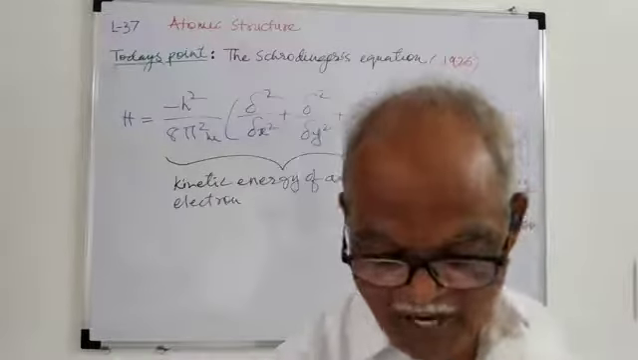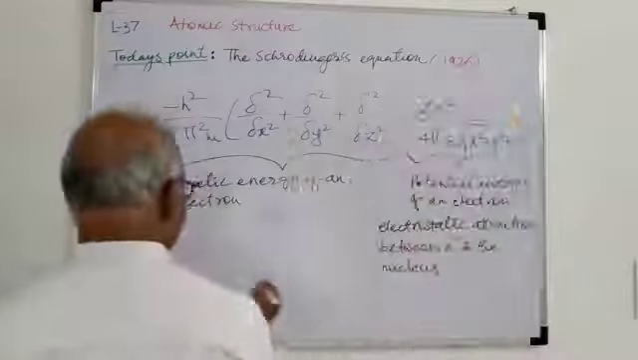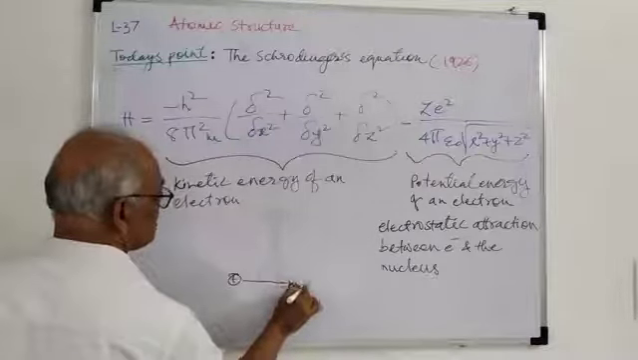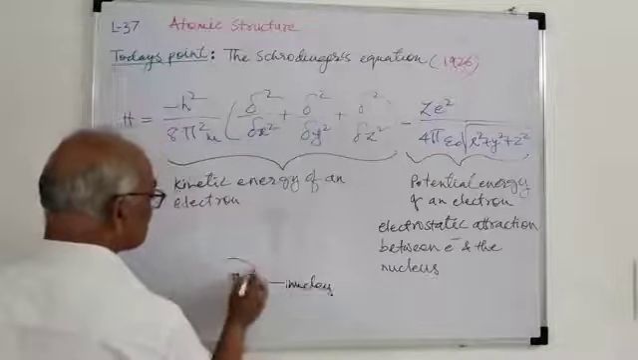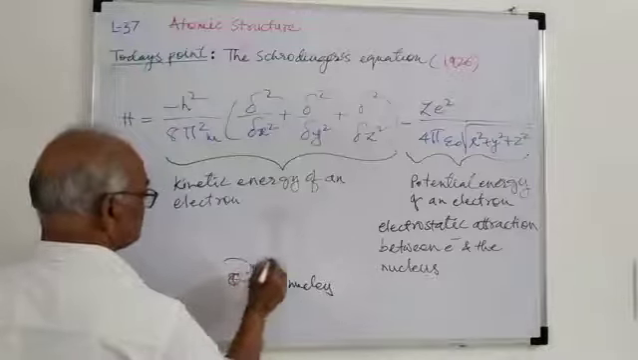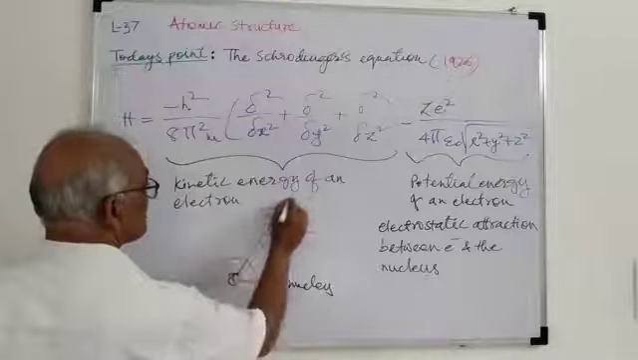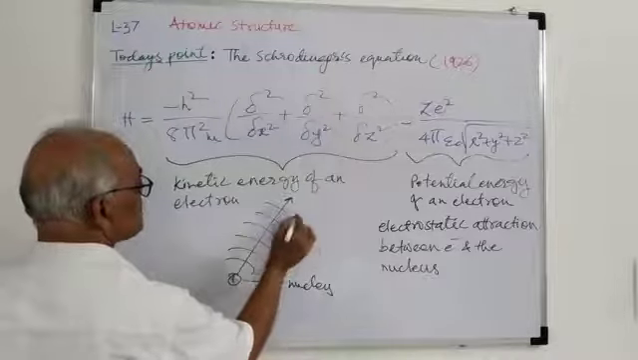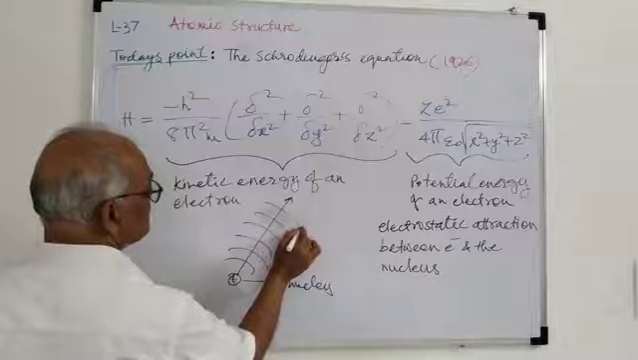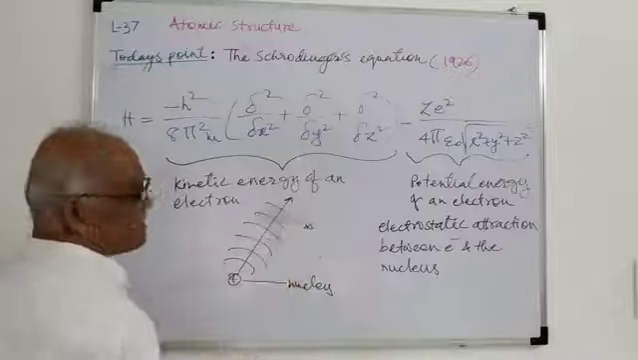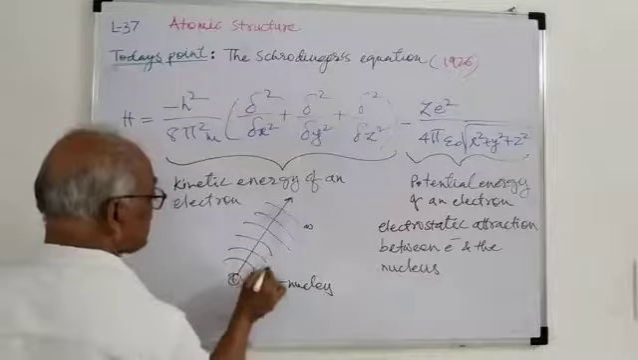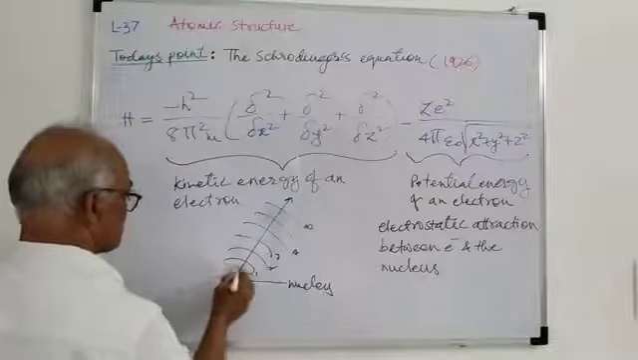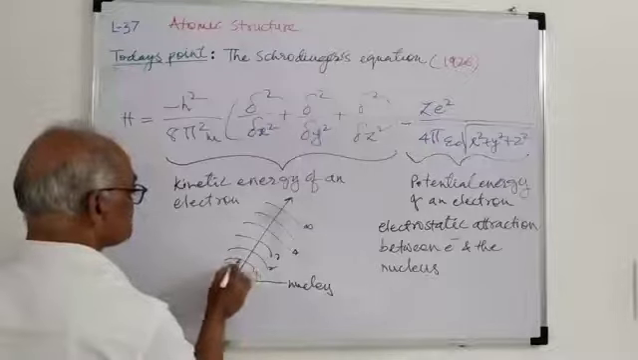So as we move away from the nucleus, for example, if we consider this nucleus, and this is n equal to 1, and as we move away from the nucleus, say this is the infinity energy level, and this is 1, 2, 3, 4, etc. So this is the shorter distance. This distance is shorter.